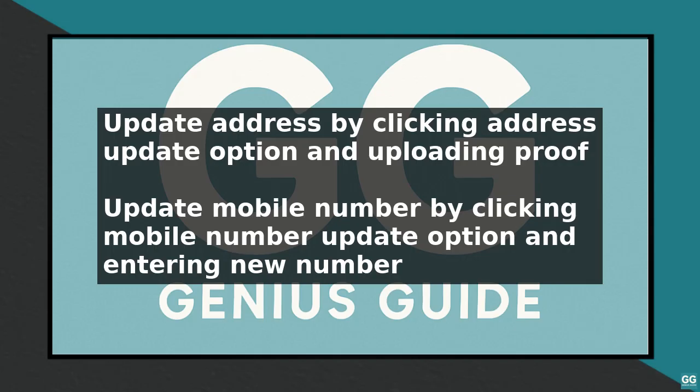To update your mobile number, click on the Mobile Number Update option and enter your new mobile number. You will receive a one-time password on your registered mobile number, which you need to enter to authenticate the update.